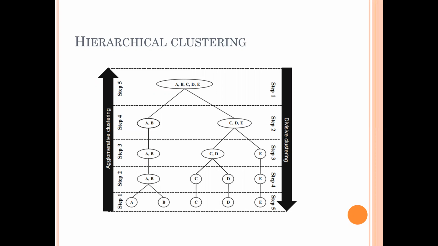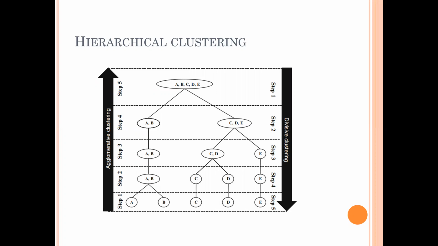Then I can put AB on one side and CD on another side, AC on one side and BD on another side, AD on one side and BCE on another side. So many different combinations of breakings can be created. Once I create all the possible combinations of breaking, we check which of these two groups that are getting created has the highest distance.